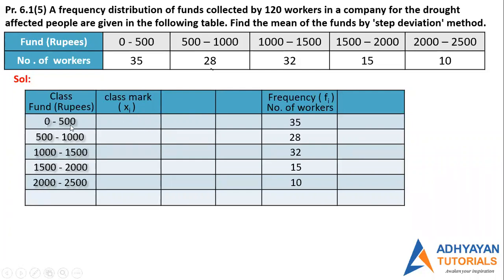Upper limit plus lower limit upon 2. Devansh says upper limit plus lower limit upon 2. But Devansh, I don't know what is upper limit and what is lower limit. Can you please elaborate? Upper limit 500, lower limit 0. So Devansh says 0 plus 500 upon 2. What is that? 250. So according to Devansh, the class mark is 250. Perfect.